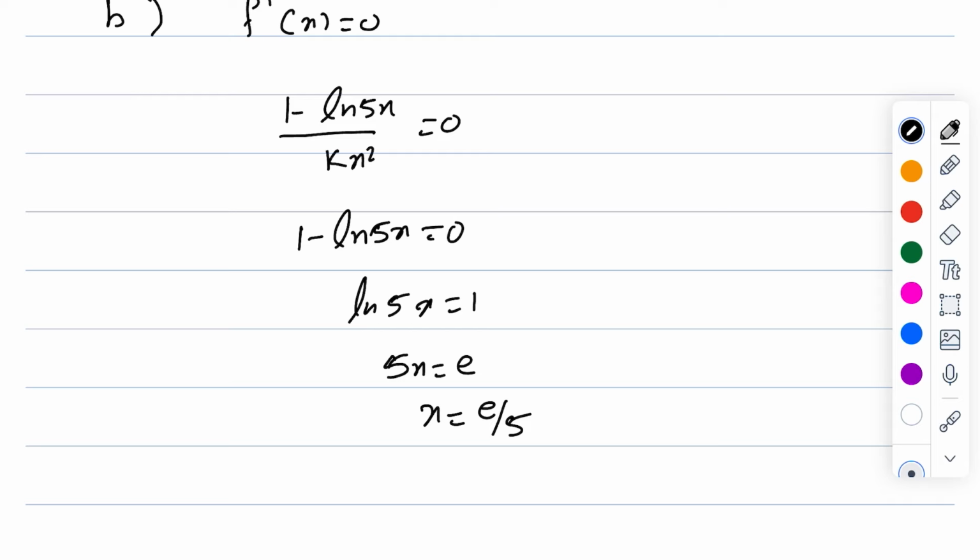Now, as he is asking for the x coordinate, the second derivative is given. The graph of f has exactly one point of inflection. Show that the x coordinate of Q is this one.